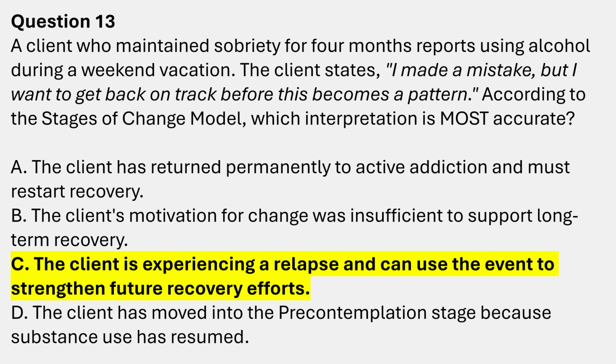C is correct because the stages of change model views relapse as a potential learning opportunity. The client's desire to regain stability suggests continued engagement in the recovery process. A is incorrect because a single episode of substance use does not necessarily mean the client has abandoned recovery or returned permanently to active addiction.